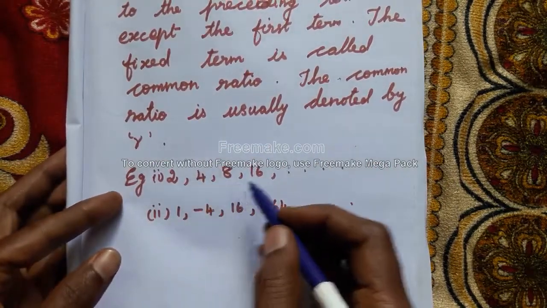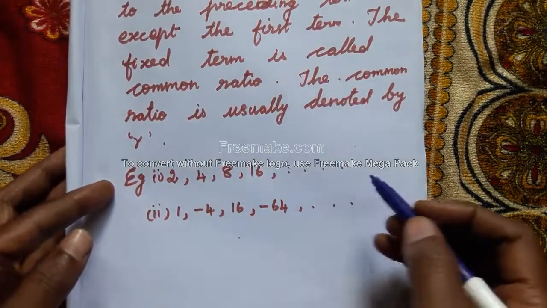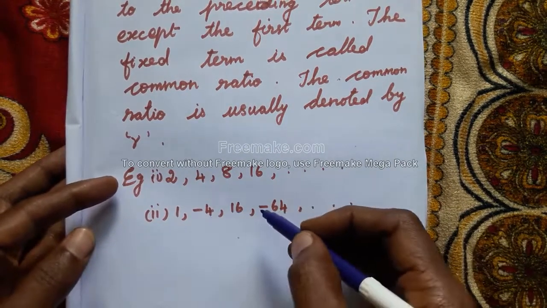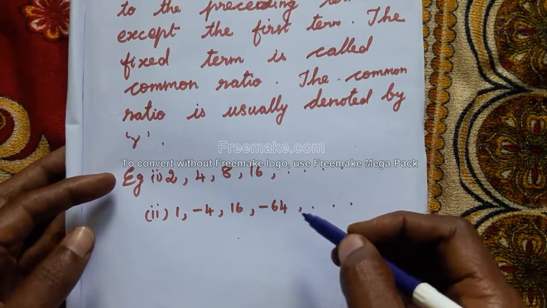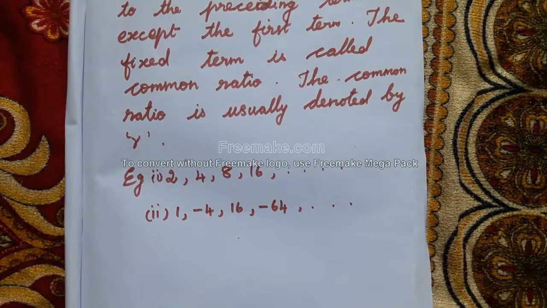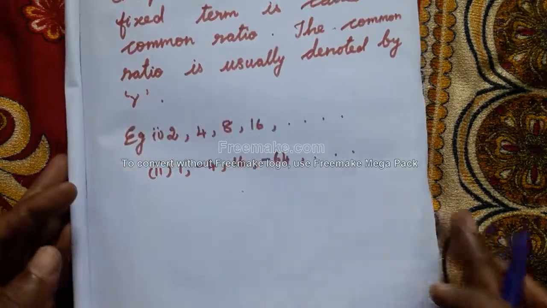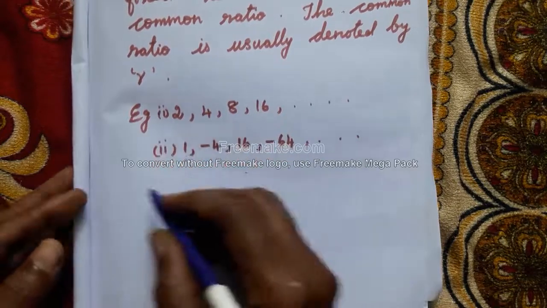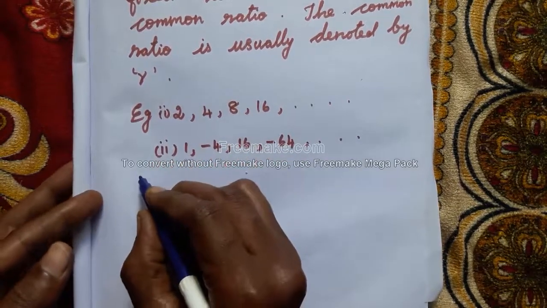2, 4, 8, 16, etc. Next, one more example: 1, minus 4, 16, minus 64. This is also a geometric progression. In the first example, how is it a geometric progression? I am explaining that.